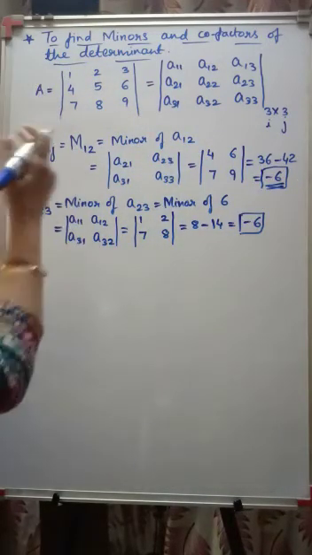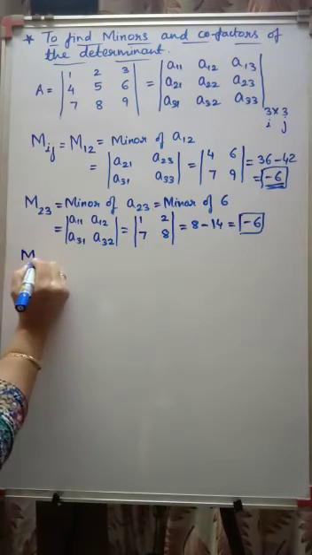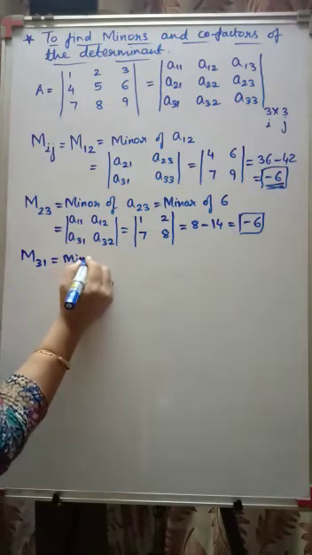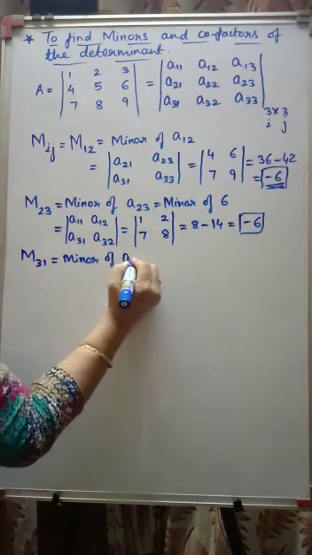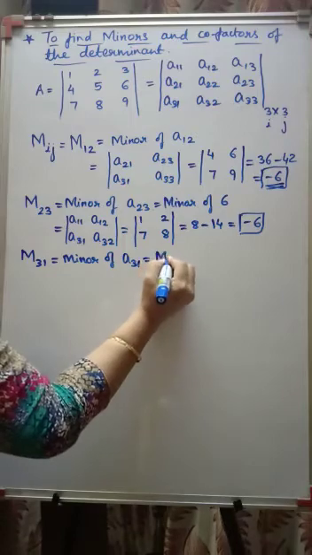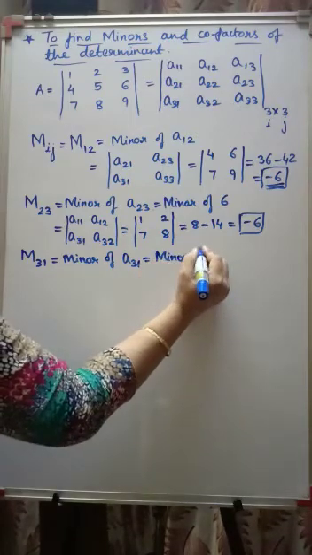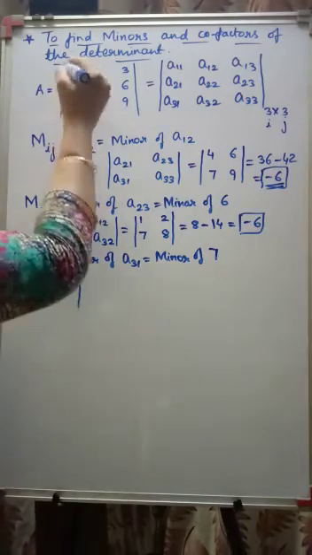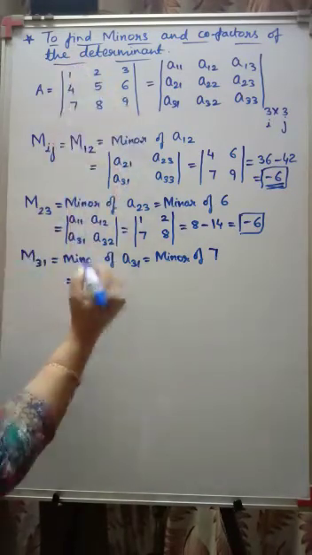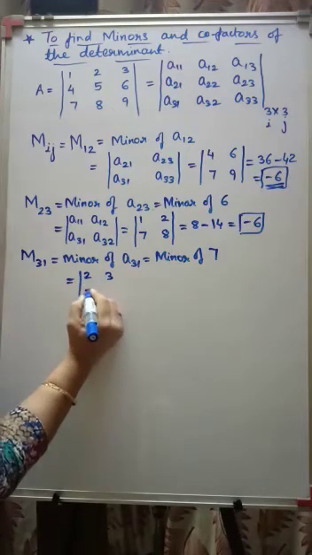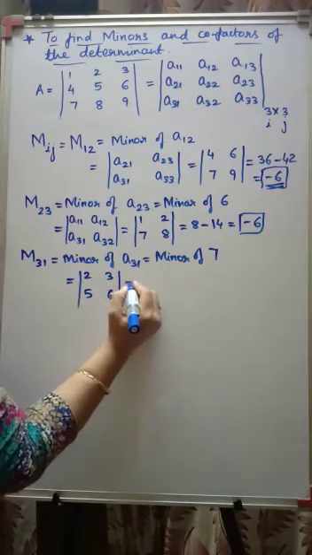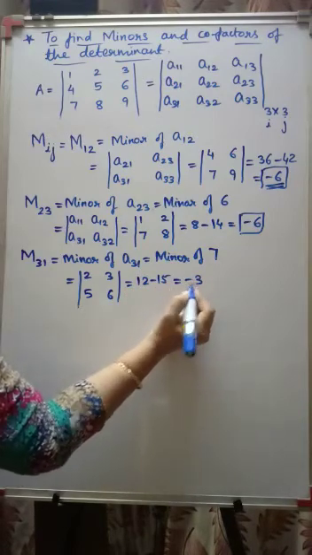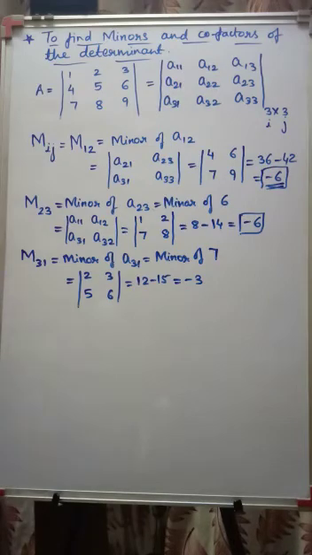Quickly we'll find one more minor. If I find the minor of 3,1, it is the minor of A31, the element 7. Cut this column, cut this row, you get 2, 3, 5 and 6. That is equal to 12 minus 15, which equals minus 3. So I hope you understood what we mean by minors.